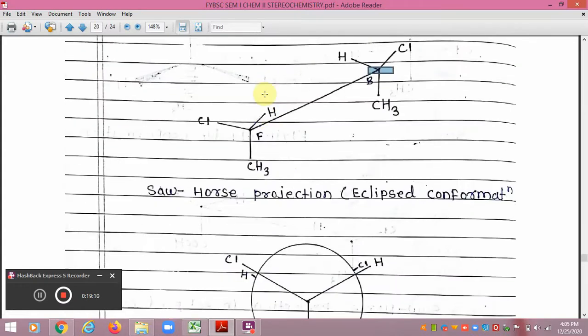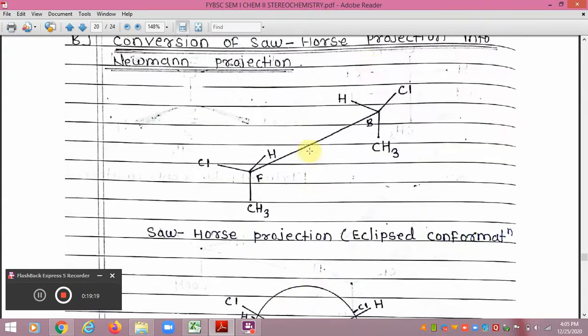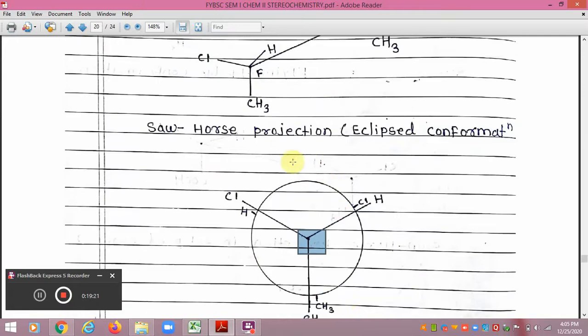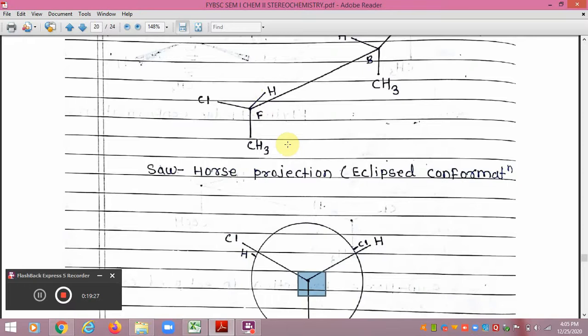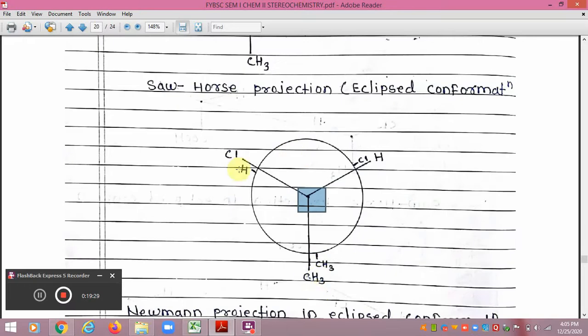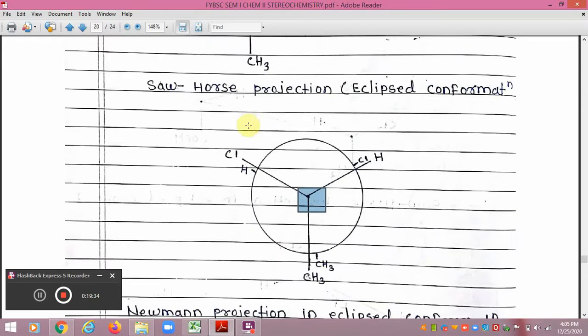So the front carbon in the Newman projection is always indicated by the center of the circle, and its bonds originate from the center of the circle, while the back carbon is indicated by the circle itself, and its bonds originate from the periphery of the circle. With respect to this front carbon, CH3 is pointing in the downward direction, chlorine is on the right-hand side, and hydrogen is on the left-hand side.